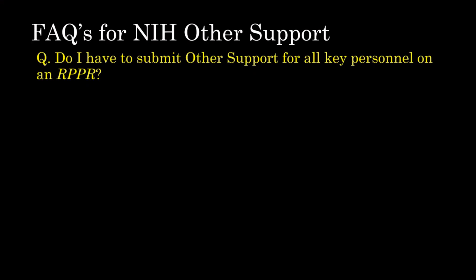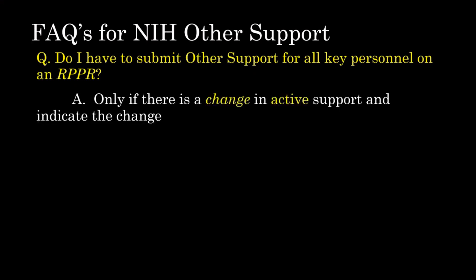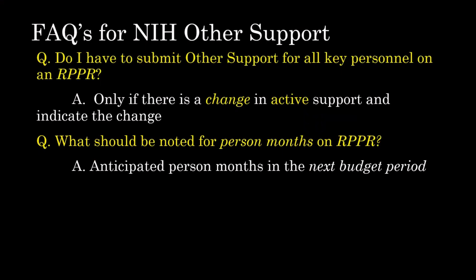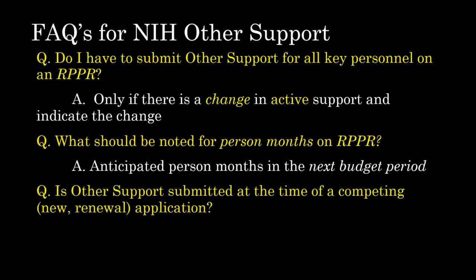So what are some frequently asked questions for NIH other support? Question: do I have to submit other support for all key personnel on an RPPR? Answer: only if there is a change in active support, and indicate the change. So I always recommend you request this or have the PI verify that there have been no changes since the last reporting period. Question: what should be noted for person months on an RPPR? Always list the anticipated person months in the next budget period.